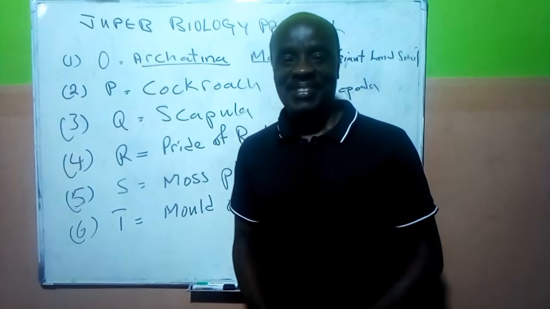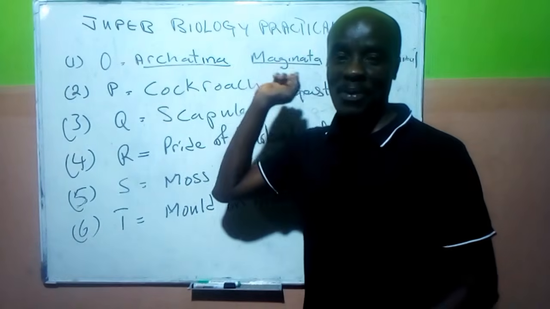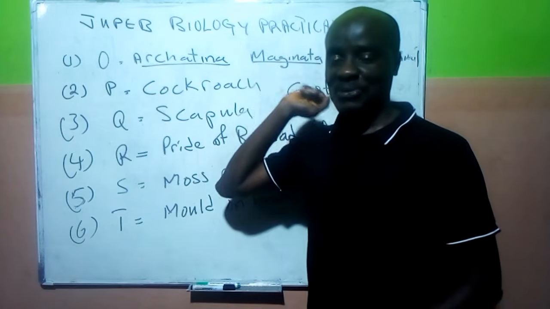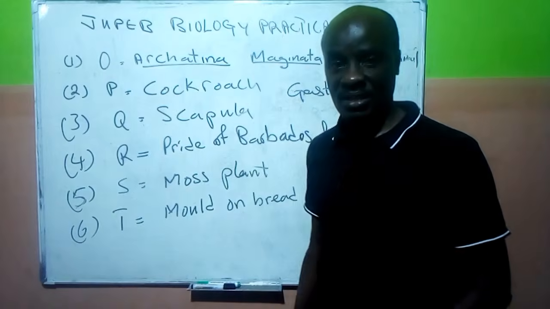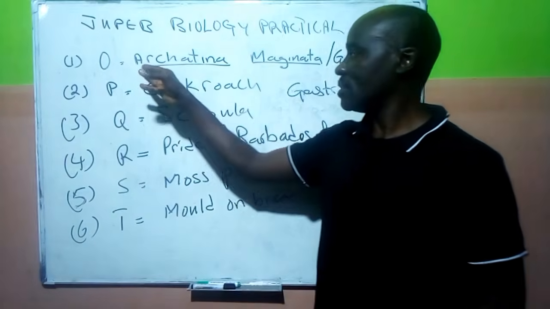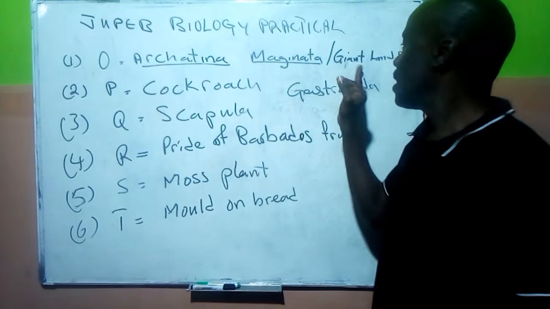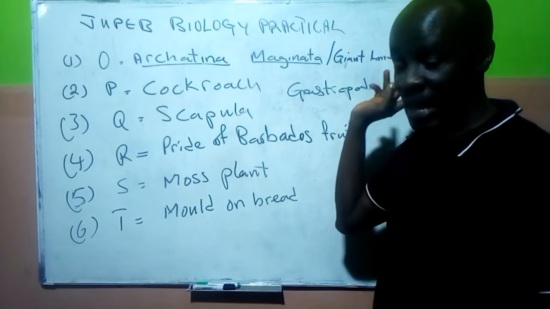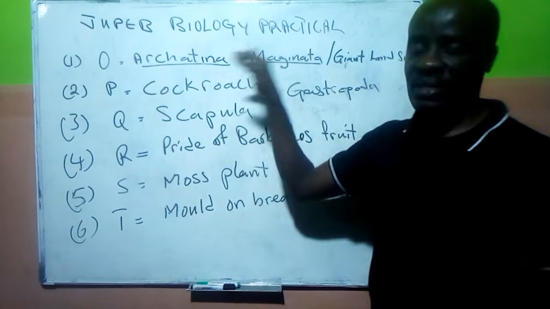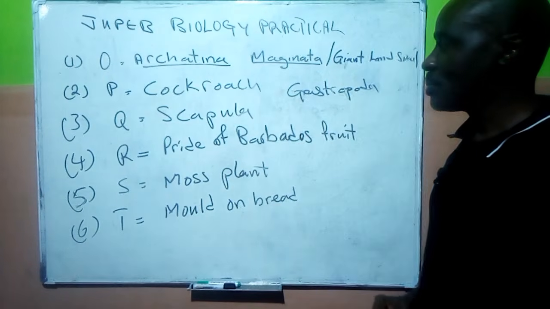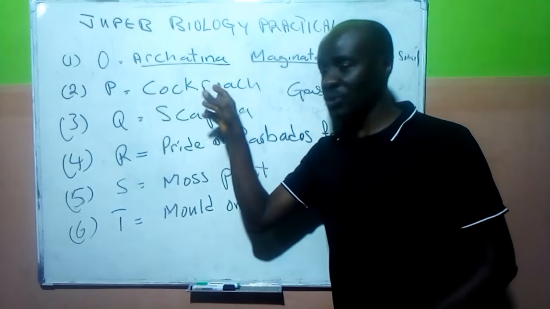Welcome to today's class. Here we'll be looking at the JUPEB Biology Practical, and these are the list of specimens that you are going to be expecting in this exam. The first one is Achatina magnata, giant land snail. That's Achatina magnata.